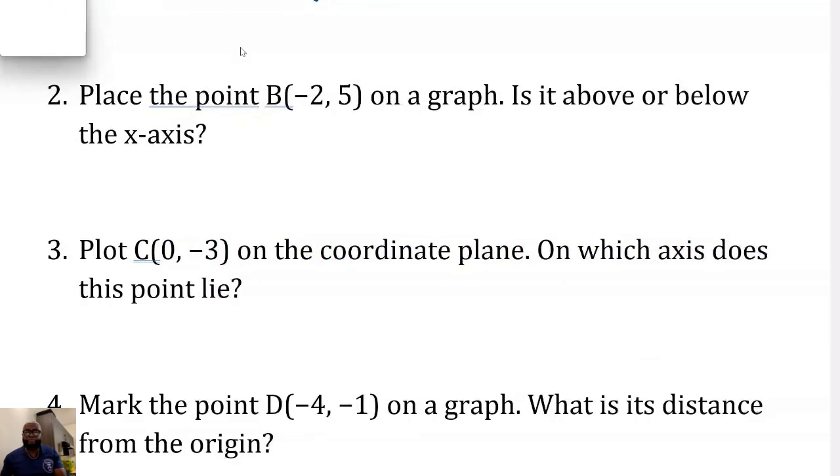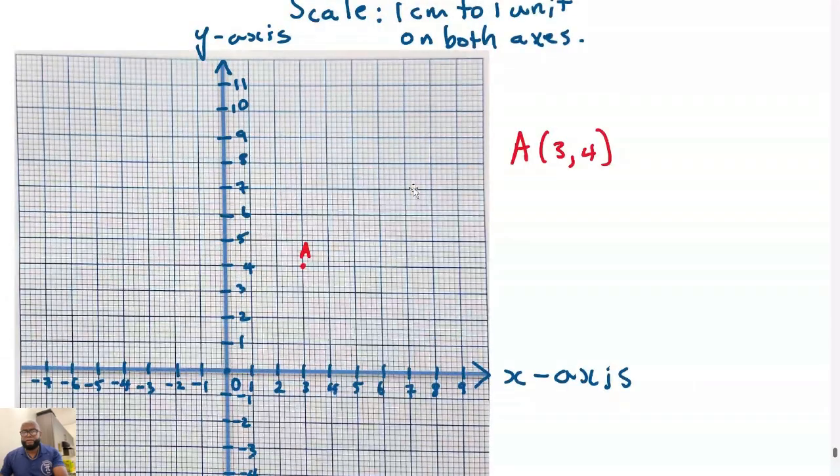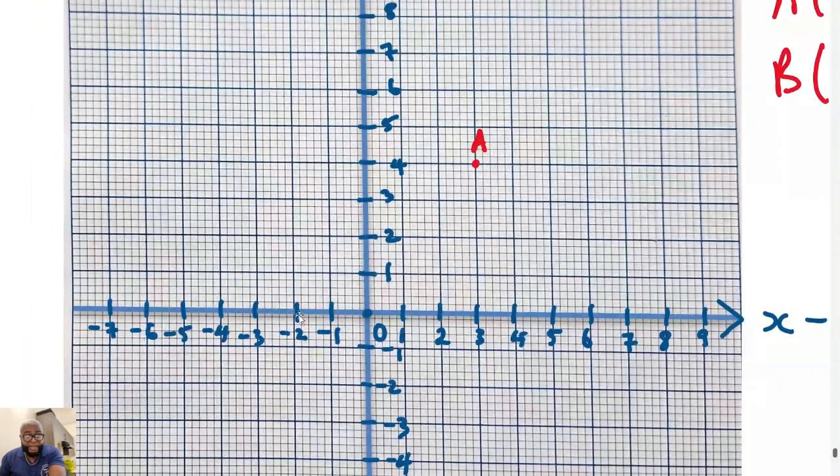Now we're going to plot the point B, which is negative 2, 5 on the graph above. They ask us something about it, but let's plot the point first. I'm plotting these points in red. Remember what B is here. Negative 2, positive 5. Negative 2 on which axis? The first digit represents which axis, X or Y? X. So we go to negative 2 on the X. You all see it here? Negative 2 on the X axis is here.